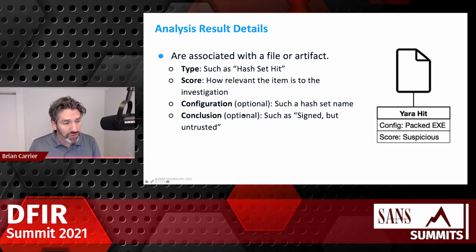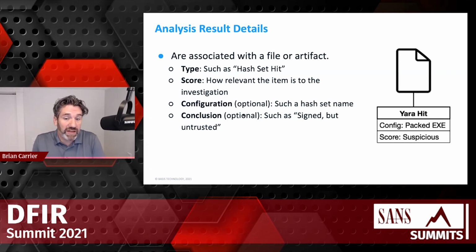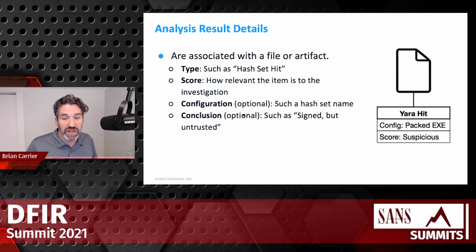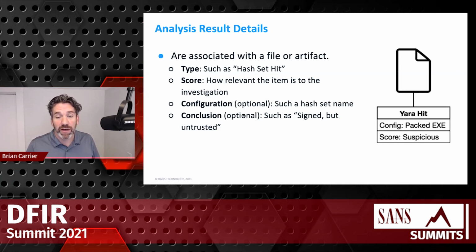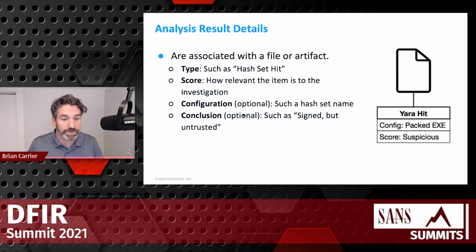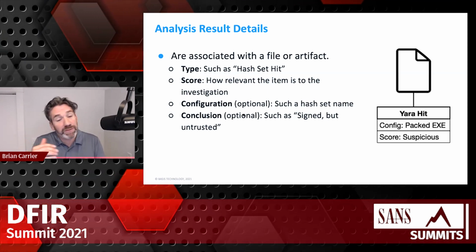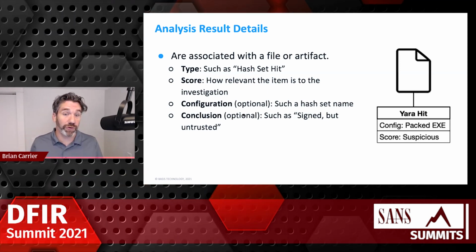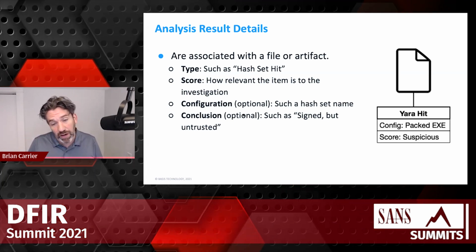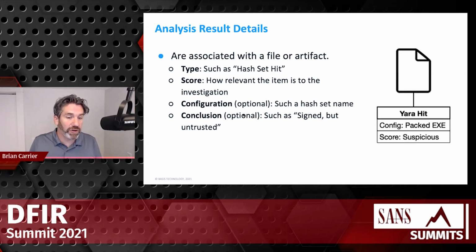Configuration is an optional setting you may find on some results. You may not find it on certain results. An example of this is the hash set name, right? If you have a bunch of hash sets, the set name will be put in that configuration so that you can organize them and differentiate them later on, depending on where they came from. Lastly is a conclusion. Sometimes it's inferred, right? Hash set hit is kind of an inferred conclusion of it's there. Other ones aren't. For example, in Cyber Triage, we check the code signature of executables, and there's different results there, right?